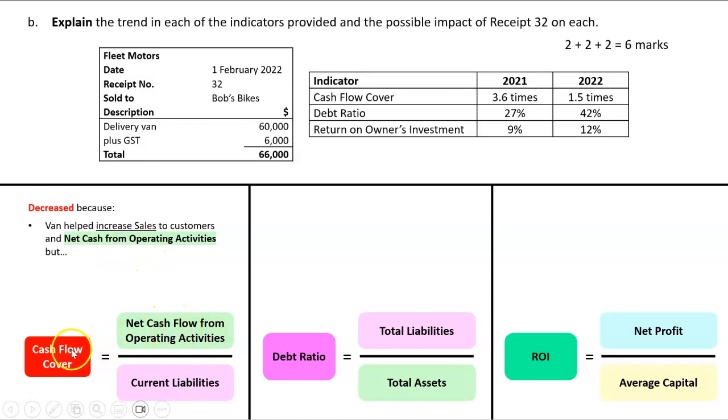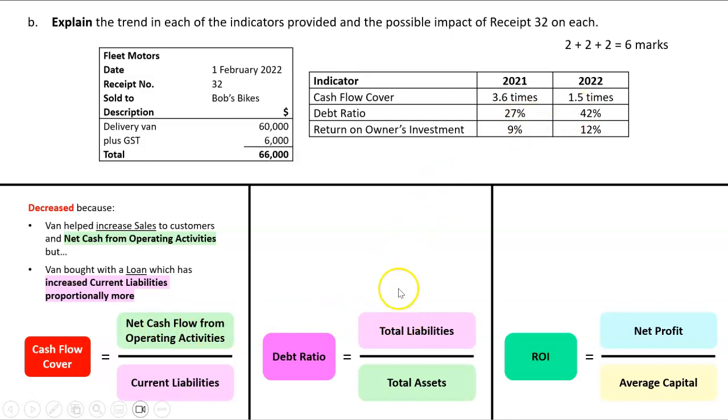Yet, this indicator went down, so I guess it must mean that's because the van was bought with a loan, and that increases current liabilities proportionally more than any cash we generated here. Long story short, current liabilities went up more than the subsequent increase we were able to make in operating activity cash. What about the debt ratio?